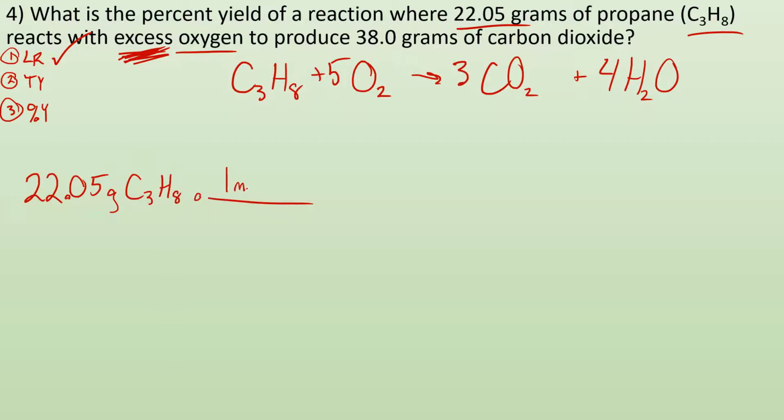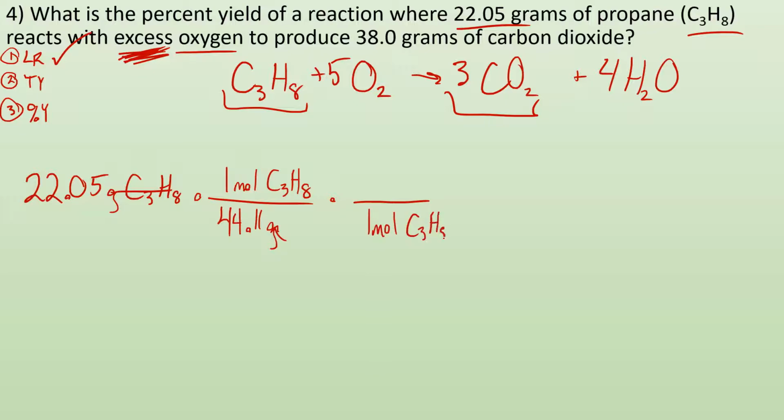So I know 1 mole of C3H8 has a mass of 44.11 grams. So grams cancel out. I'm left with moles of propane times... All right, well, I can look to my balanced chemical equation. I'm looking at propane and they're asking me about carbon dioxide. So I know for every 1 mole of propane, which I put on the bottom so it'll cancel out, I will get 3 moles of CO2. Moles of propane cancels out.